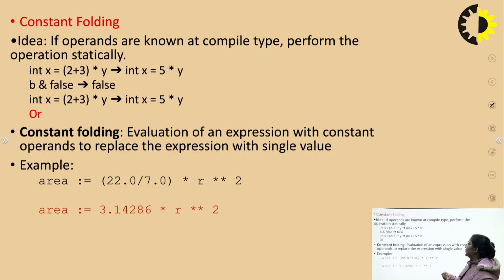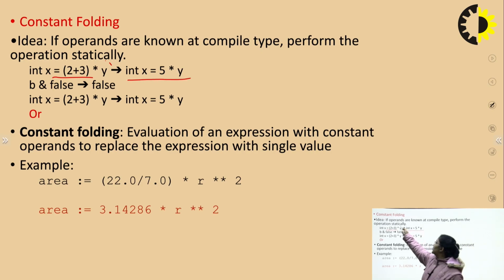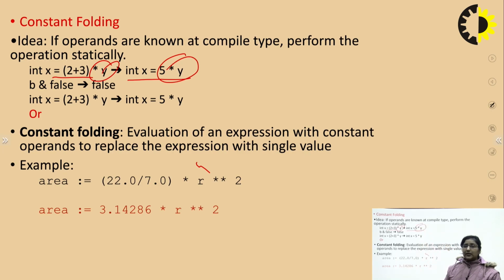We have operands which are known at compile time only. For example, if I write int x = 2 + 3, I know beforehand that 2 + 3 is 5. So what I can do is simply write x = 5 * y. This is constant folding: the expressions which can be evaluated at compile time, for that we use it.